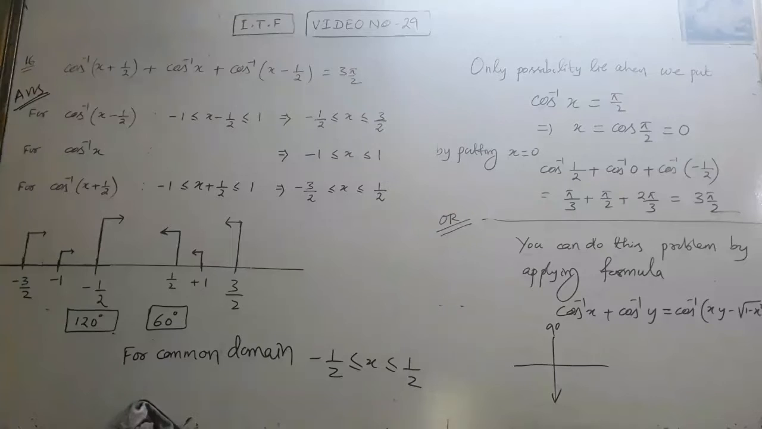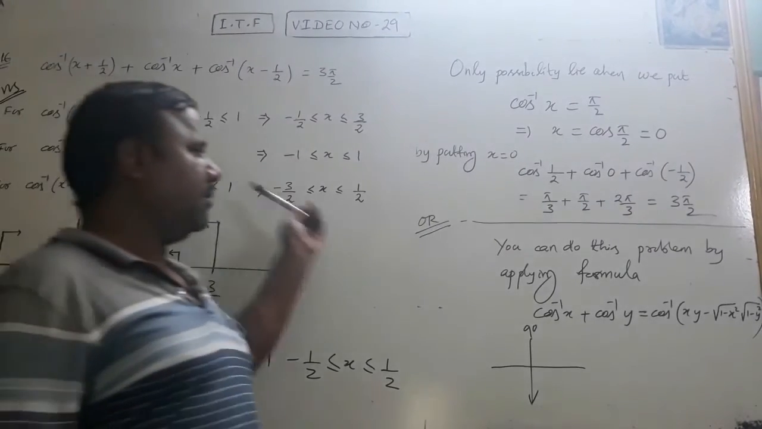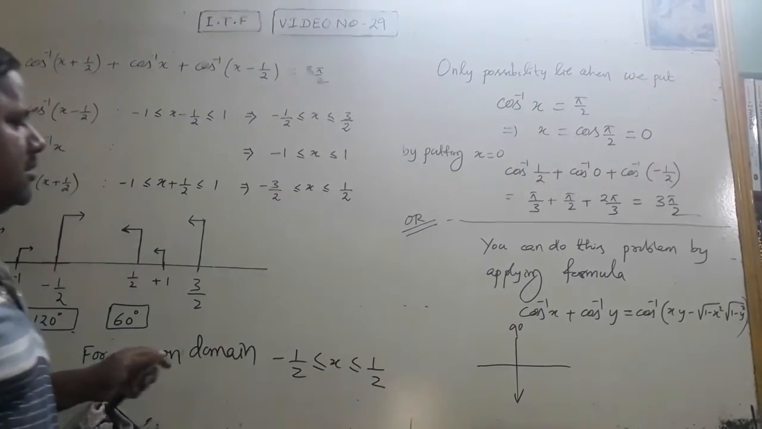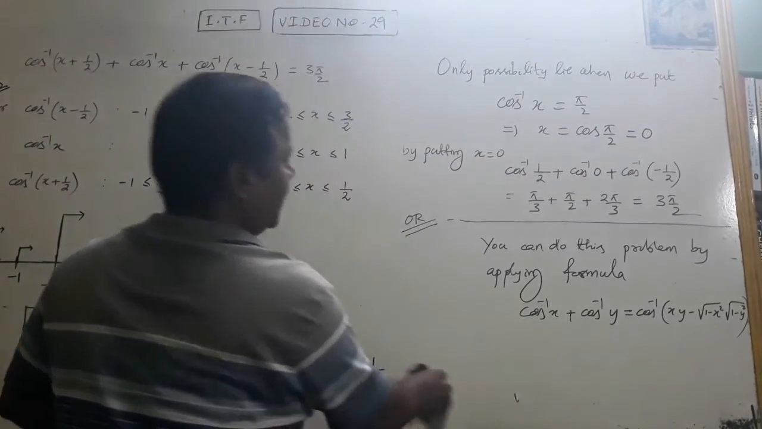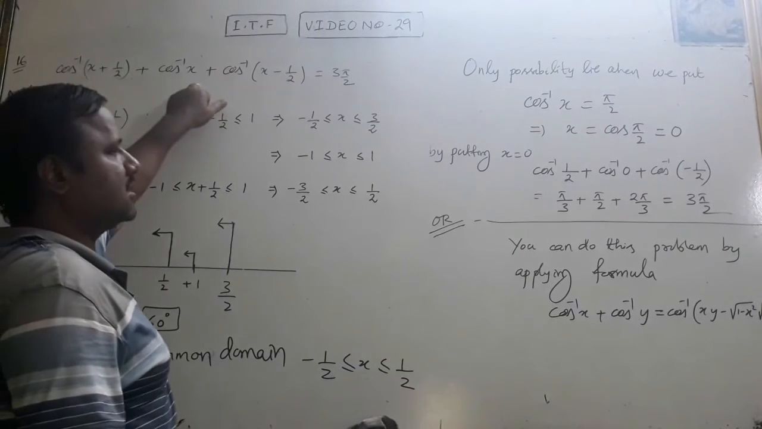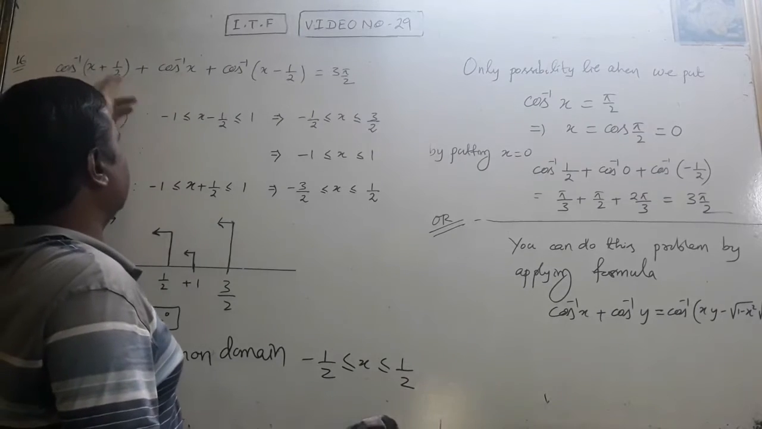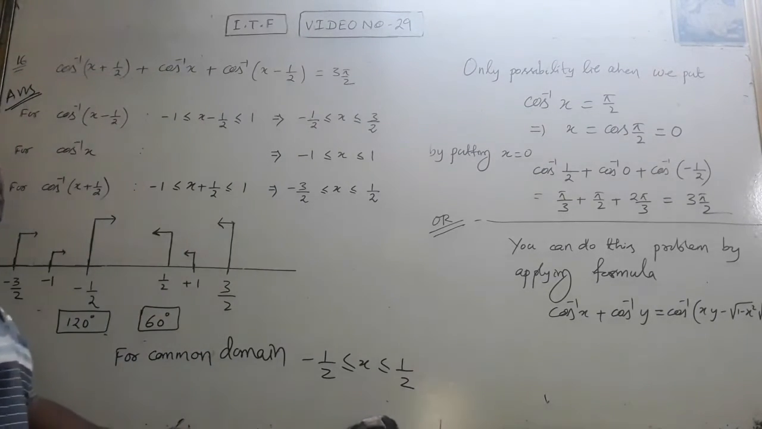Okay. Look at the number 16. It is a very critical problem for your exam. If you do this problem by applying cos inverse x plus cos inverse y is equal to cos inverse of xy plus minus square root of 1 minus x square into square root of 1 minus y square, first apply cos inverse x plus cos inverse y, then apply it to the result with cos inverse minus half, x minus half. Again apply cos inverse x plus cos inverse y.